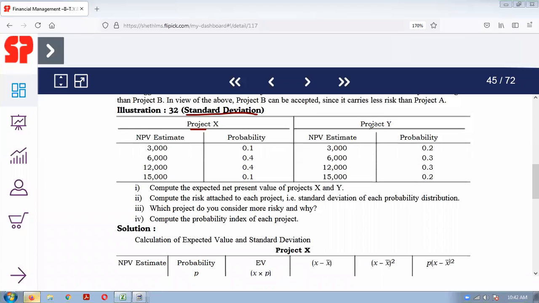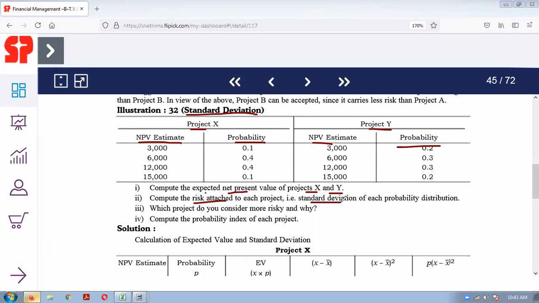Project X, project Y, two projects are given. NPV estimate is given and the corresponding probability distribution is given for both the projects. Okay. NPV estimate they have given and probability values they have given, and 4 questions they have asked. Compute the expected net present value of both project X and Y. Very simple. Risk attached to, that is a standard deviation you have to calculate.